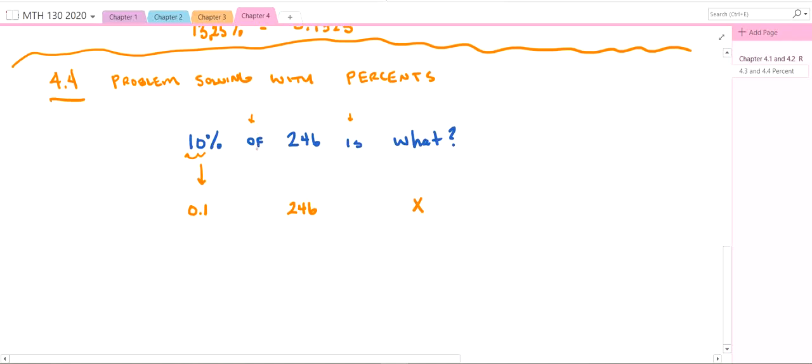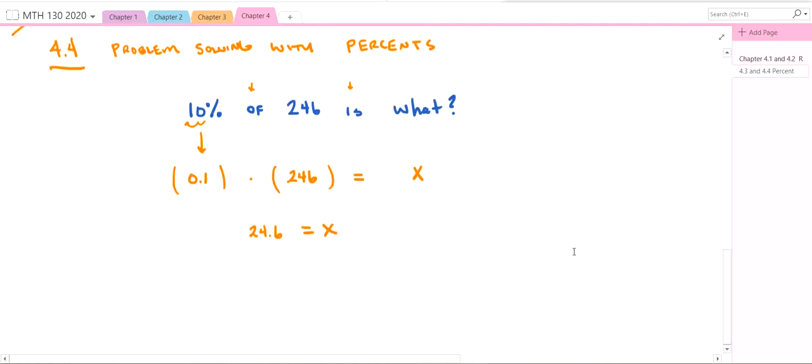Now what do I do with this of? Well, anytime you see of, think of that as a multiplication. And anytime you see is, think of that as an equal sign. So now I have a regular mathematical equation. So 0.1 times 246 equals x, or 24.6 equals x. So 10% of 246 is 24.6. And it's just that simple.